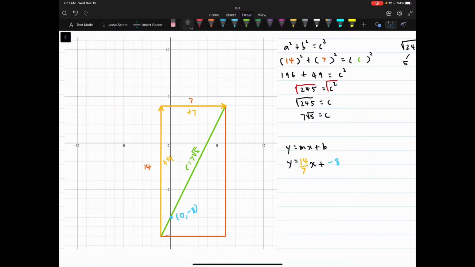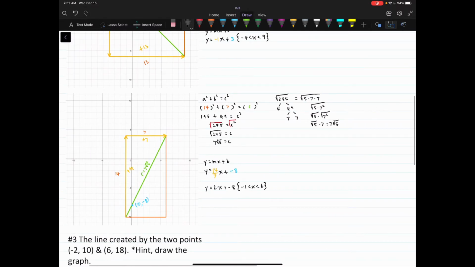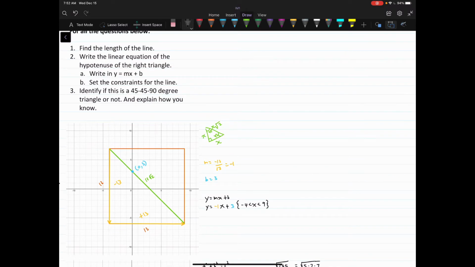So if I were to simplify this whole thing, 14 divided by 7 is just 2. So 2x plus -8. And since this is a positive slope, since it's going up, it's going to be a positive slope. And my y-intercept is here. And this is my equation for this one. So now let's take a look at the constraint for the x values. So the constraint is going to be greater than -1, but less than 6. Okay? So that is the first two problems.